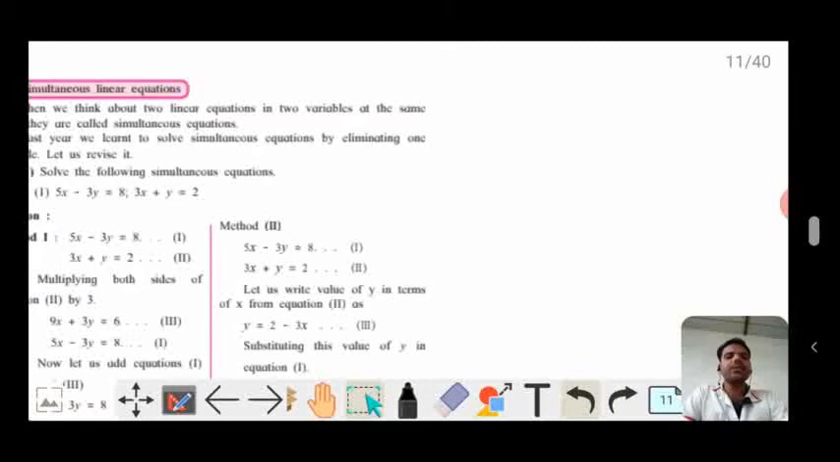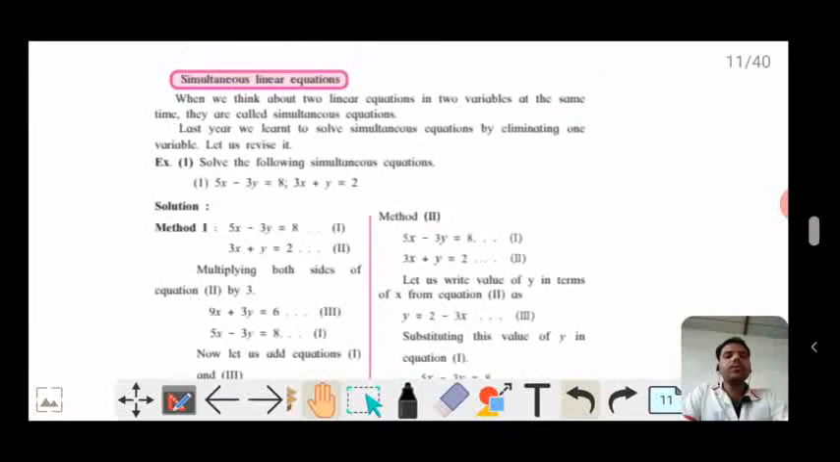Okay, so in the last standard we have seen the two methods to solve simultaneous linear equations. The first method is the elimination method and the second method is the substitution method. So just for recalling, I will solve this example by both methods. Let's solve this example first by the elimination method and then by the substitution method.